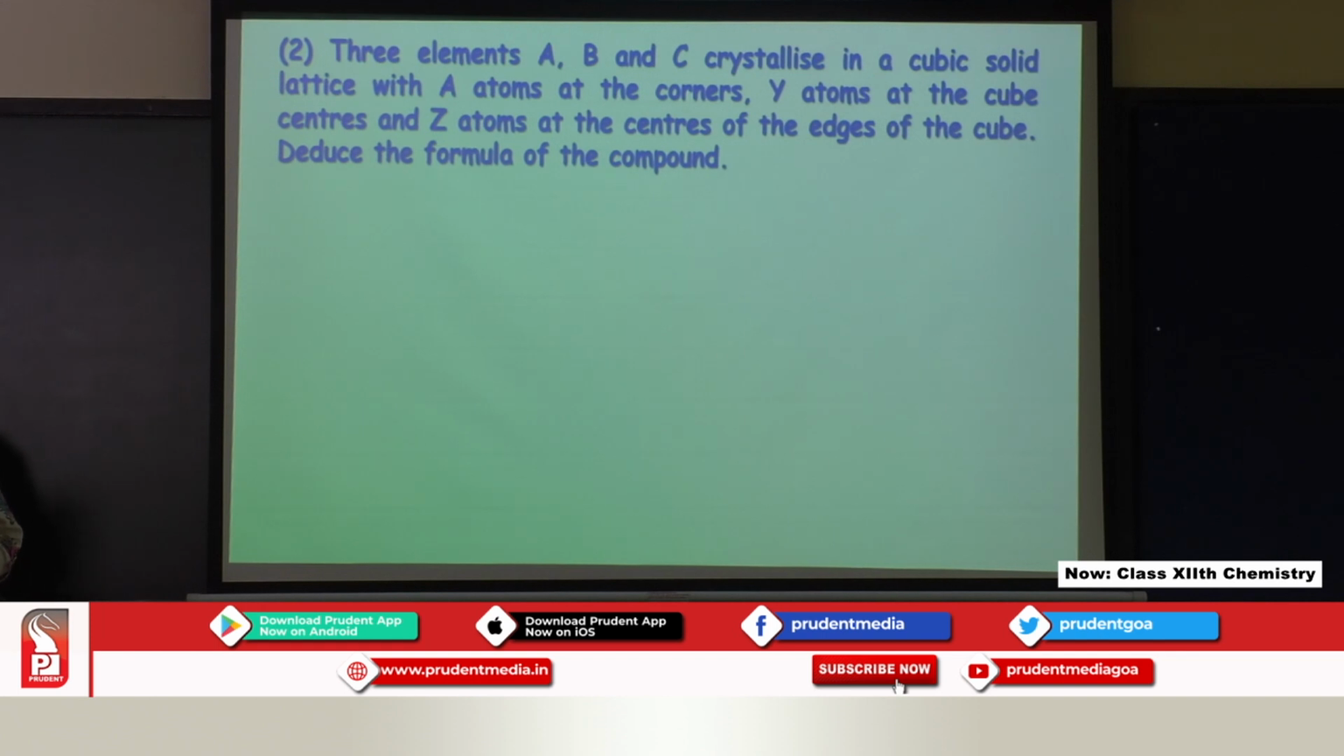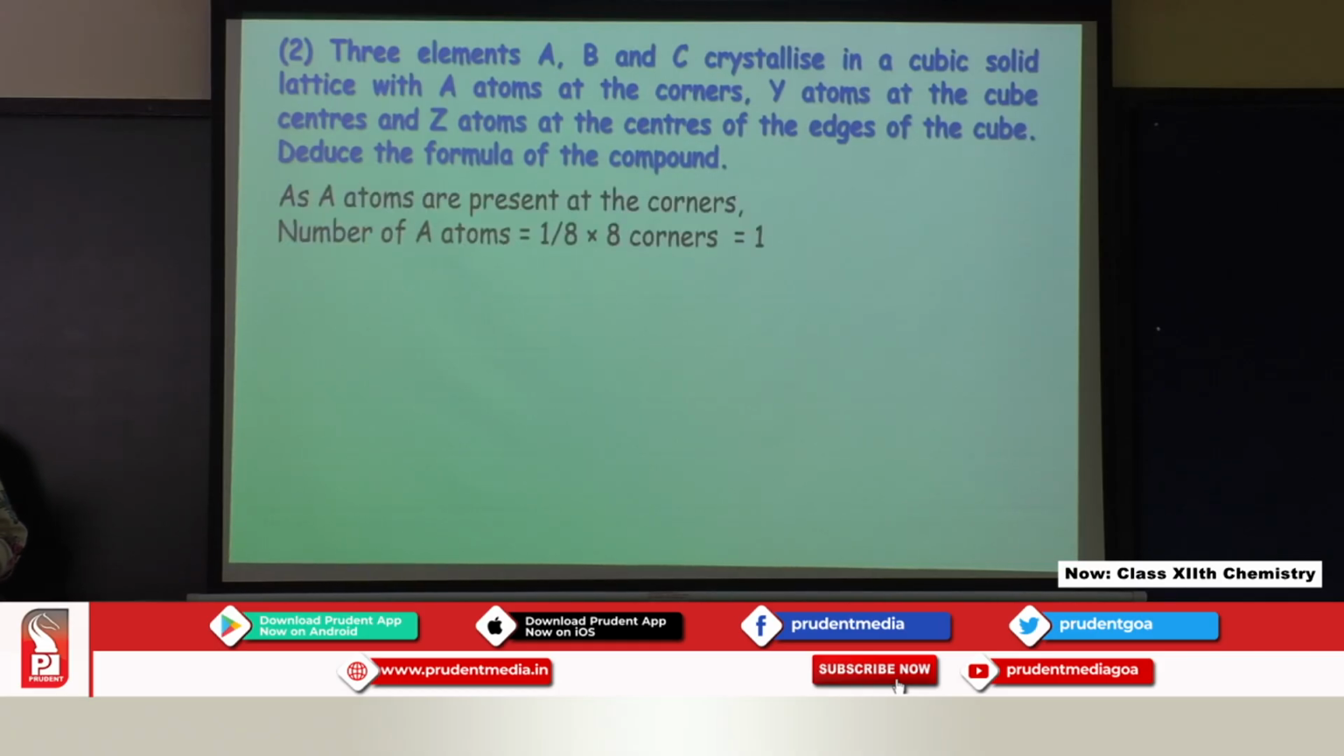Another similar example. 3 elements A, B and C crystallize in a cubic solid lattice with A atoms at the corners, B atoms at the cube centers and C atoms at the centers of the edges of the cube. Deduce the formula of the compound. Since A atoms are present at the corners as per the data given to you, the number of A atoms will be calculated in this manner: 1 by 8 into 8 corners, which makes it a value of 1.